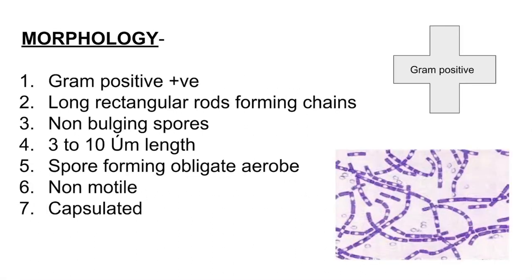Morphology. Gram-positive bacilli, long rectangular rods forming chains, are seen under the microscope. In the adjacent picture you can see long rectangular rods placed side to side in a chain-like pattern, also called bamboo stick appearance. There are non-bulging spores, unlike Bacillus cereus, which has bulging spores. They are 3 to 10 μm in length.